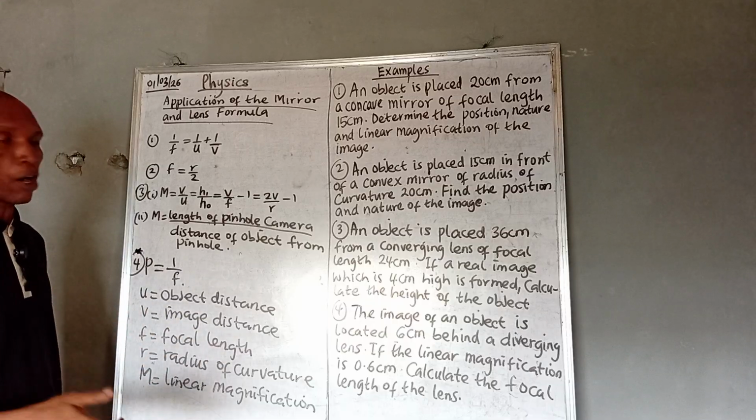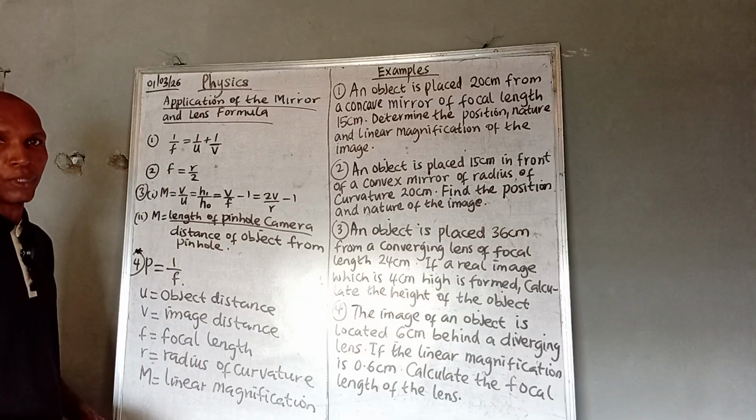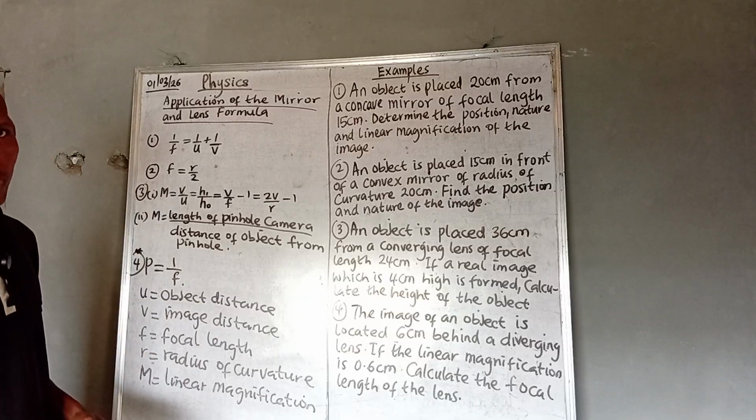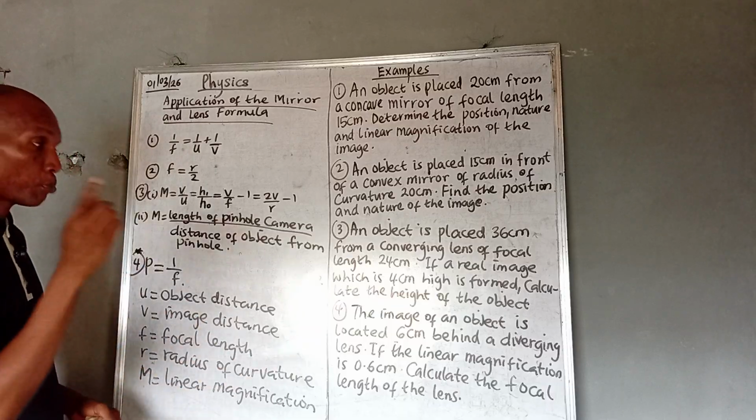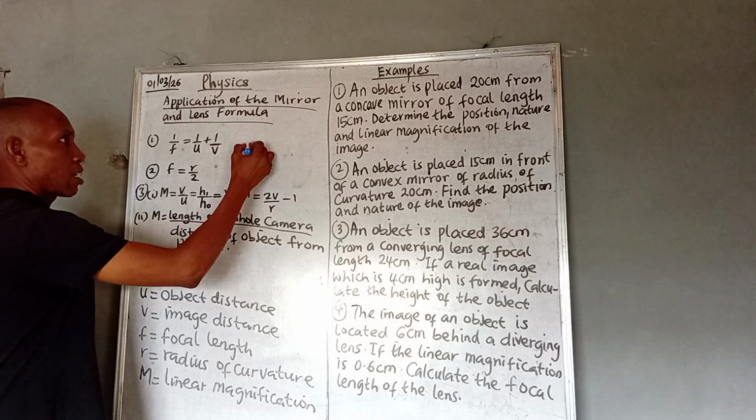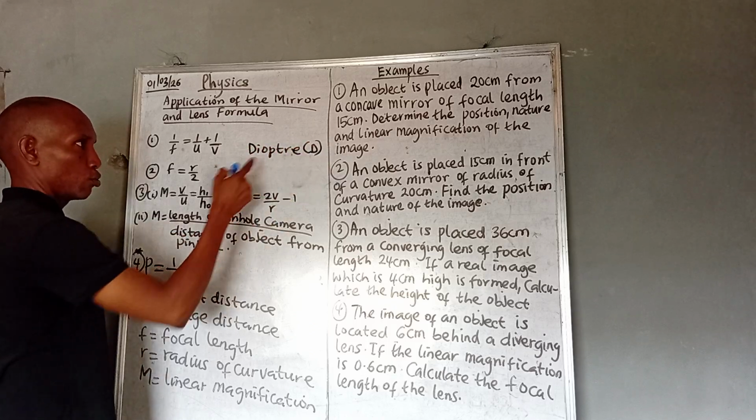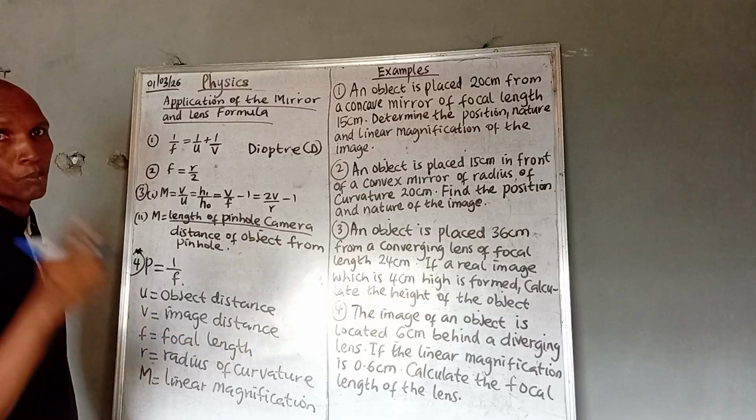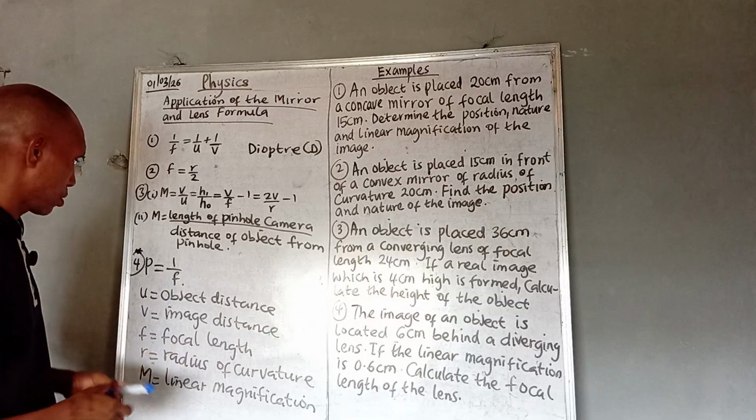The unit of power of a lens is diopter. Normally, the SI unit of power is watt or joule per second. But for the power of a lens, the unit is the diopter. This is how it is spelled. Diopter is the unit of the power of a lens.